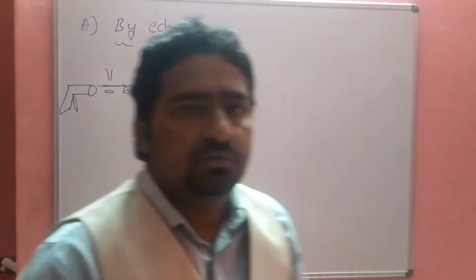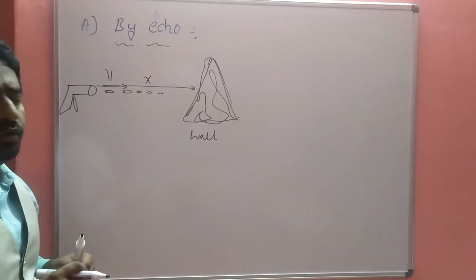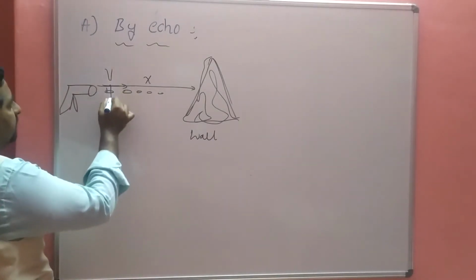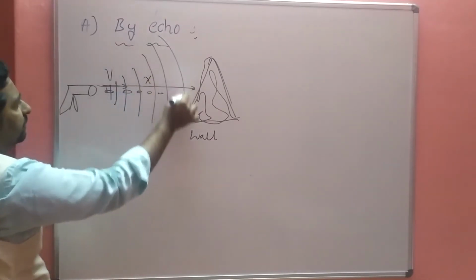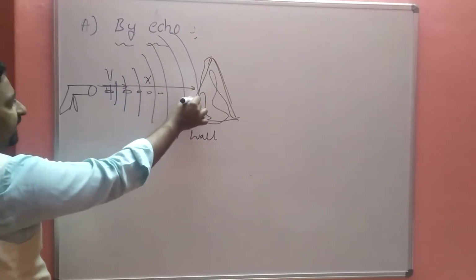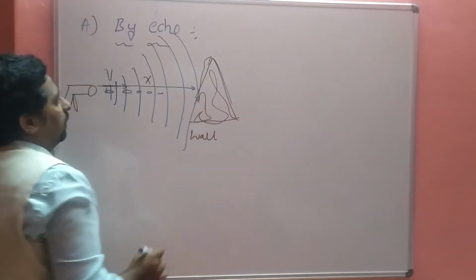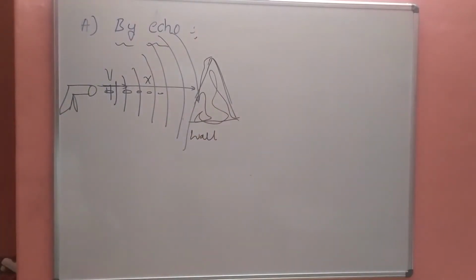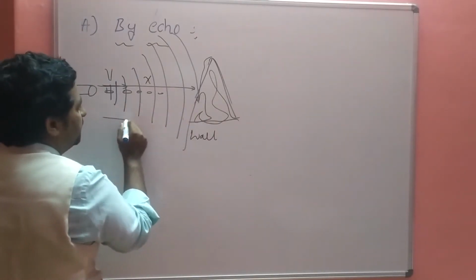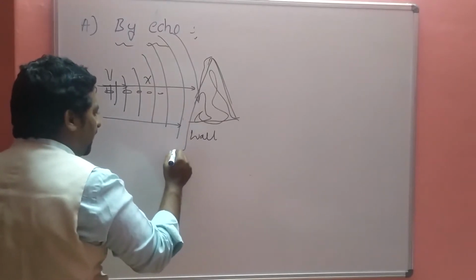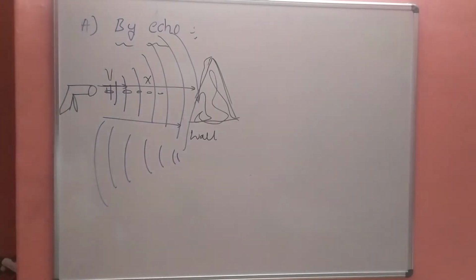So then, you know very well that a gun produces sound waves. These sound waves are produced from the gun and hit the wall. So when these sound waves reach the wall, they come back again and reach the original position.